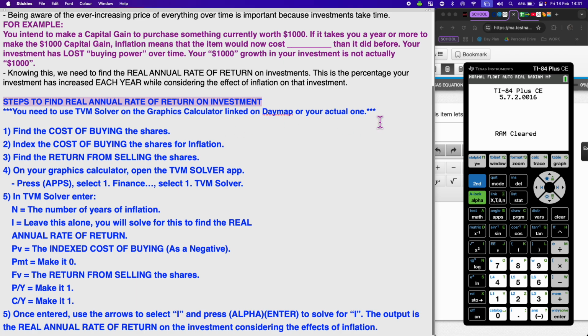You need to use TVM Solver on your graphics calculator, but it's also linked on Daymap. I'll show you how to access that. But can you please get these numbered steps down? 1, find the cost of buying. 2, index for inflation the cost of buying, etc. I'll just let you get that down so we can try it out, and then those steps will make more sense.